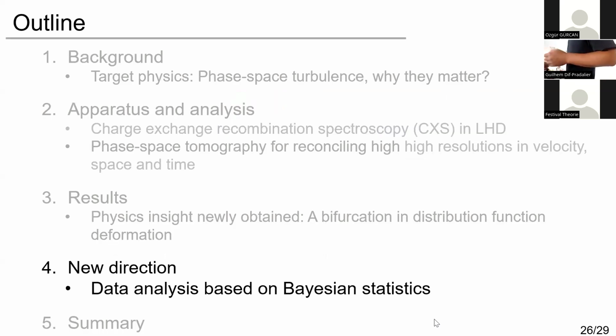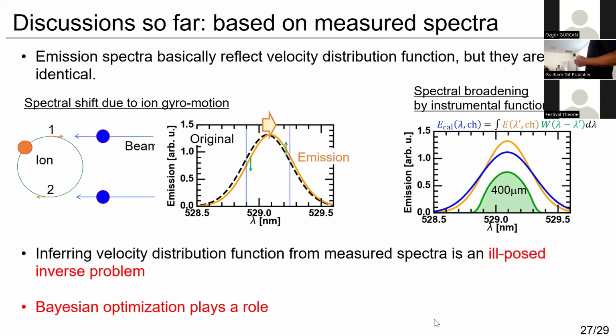I will quickly go through the new direction. The discussion so far has been based on the measured spectra. However, the emission spectra basically reflect the velocity distribution function, but they are not directly identical. There are several reasons that make the distribution function and the emission spectra different. For example, the shift due to the ion gyro motion of the carbon ion, and also the spectral broadening by the instrumental function.